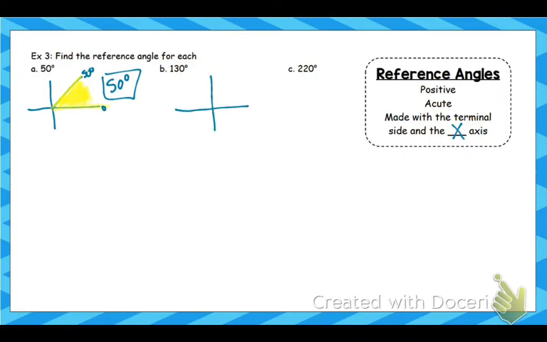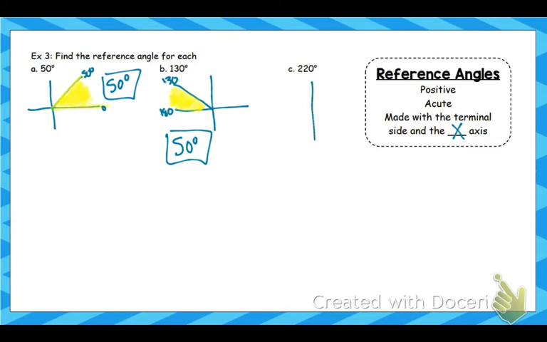So 130. 130 is going to be in quadrant 2. So what I'm trying to figure out, the reference angle here, is what's made with the terminal side and the x-axis. So that yellow shaded area, however much that is, that's our reference angle. So if this is 130 and this is 180, the distance between those is 50. So our reference angle here is 50 degrees.